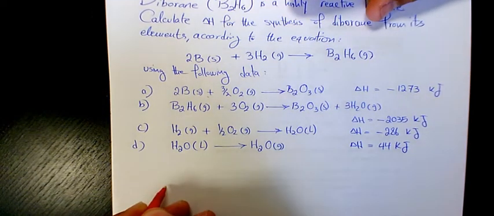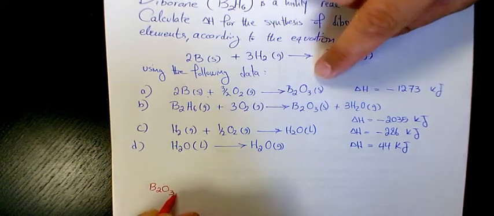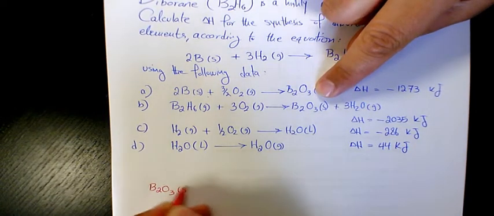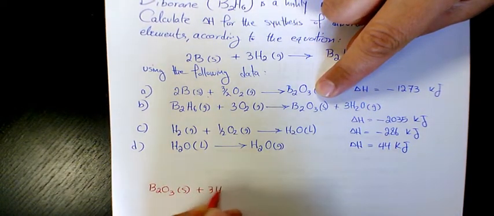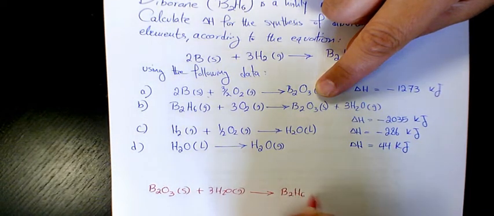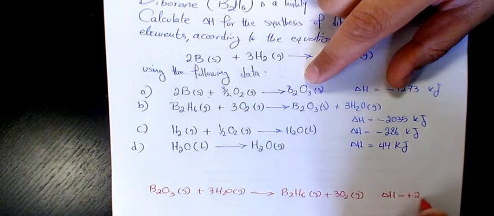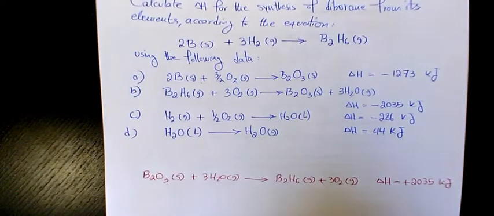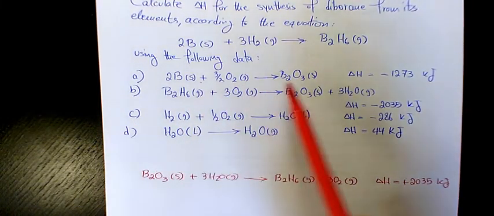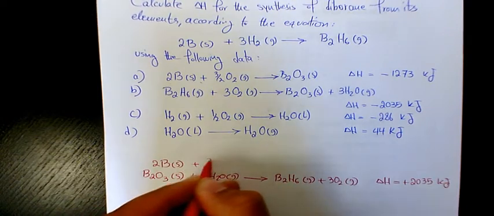So that's gonna be B2O3 in solid phase plus 3H2O in gas phase is gonna give us B2H6 in gas phase plus 3O2 in gas phase. Delta H is gonna be positive 2035 kilojoule. The first one is going to remain as is for now, in case we need to go back and change it.